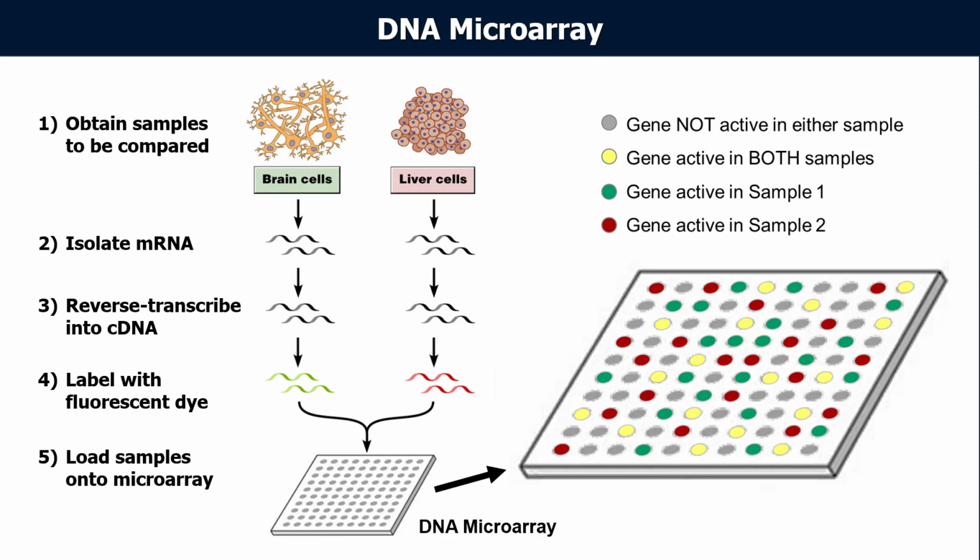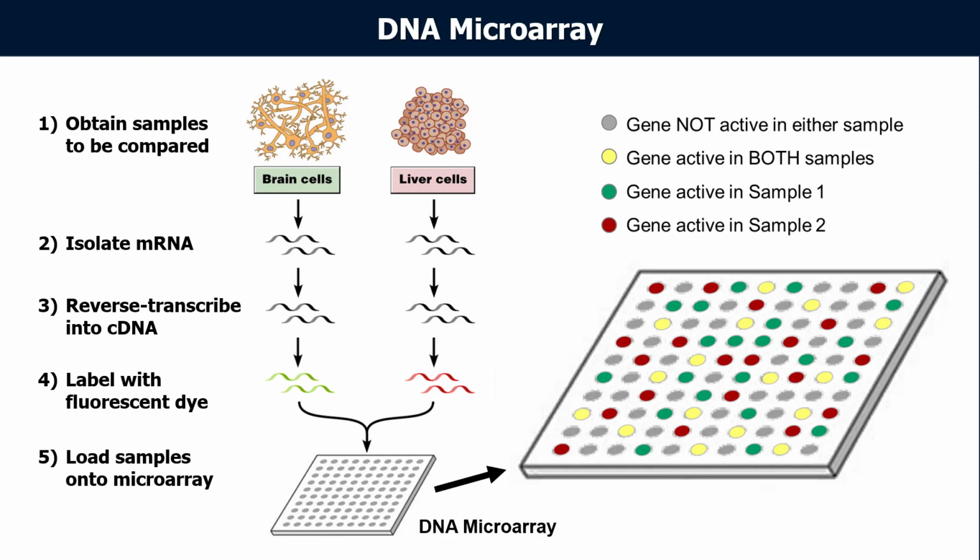Yellow, on the other hand, means that both the green sample and the red sample bound to the same probe location, telling us that whatever gene that little dot represents was expressed and turned on in both tissue types. When you combine red and green fluorescent coloring together, you get kind of a yellowish color. Then, if you see a green dot, that's telling us that that particular gene was expressed in the brain cells, but not in the liver cells.